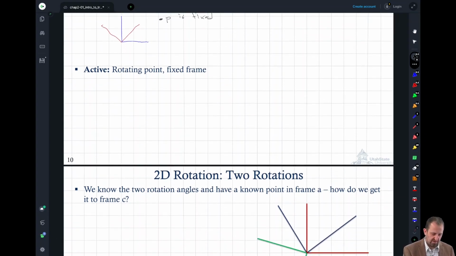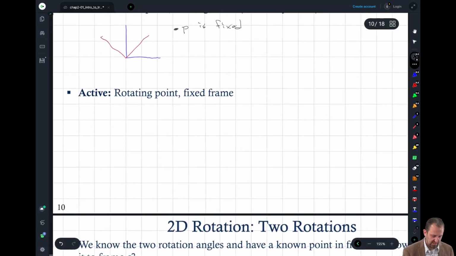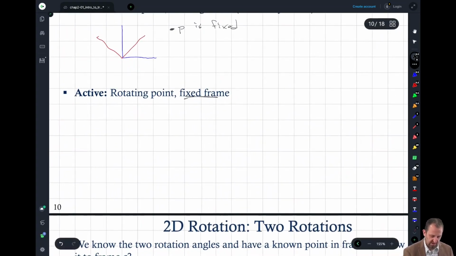So another type of rotation is active rotation. So in this case, we actually have a fixed frame. We only have one frame of reference. So what we're going to do is we're going to change the point. So in this case, we're going to change the location of the point.